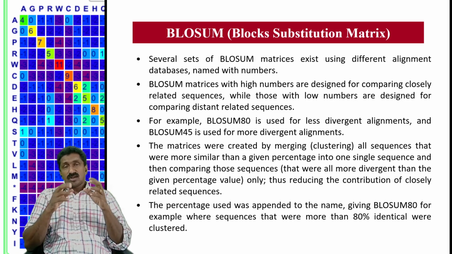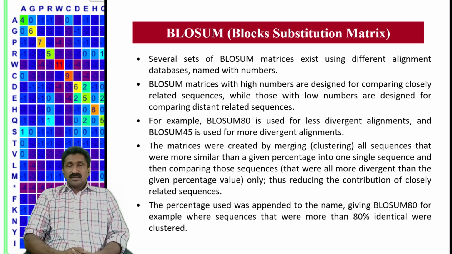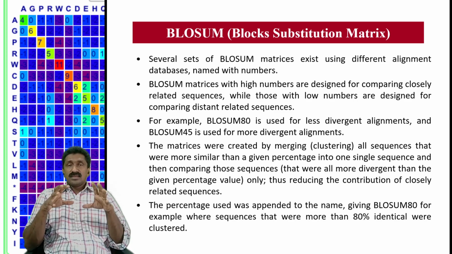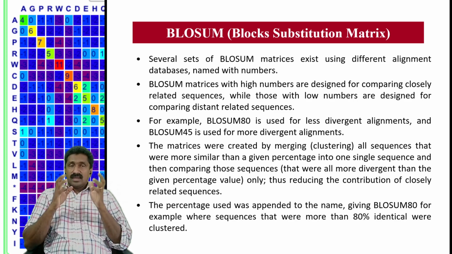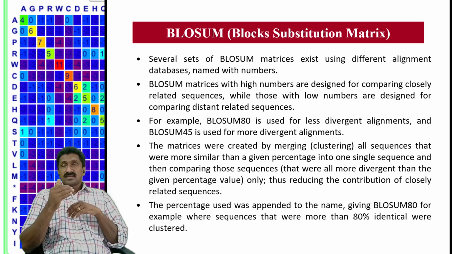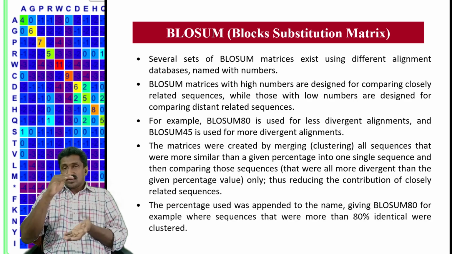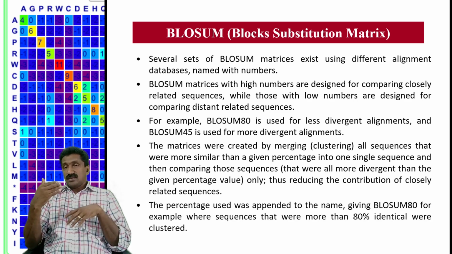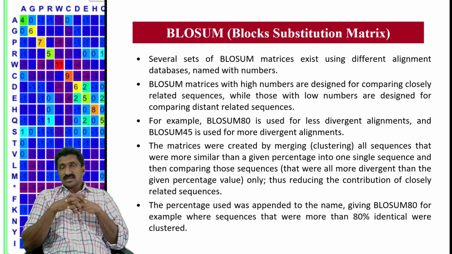If your sequences were not properly aligned, you can bring down the matrix value so that it will be aligned with a more relaxed algorithm. The matrices were created by merging or clustering all the sequences that were more similar than a given percentage into one single sequence and then comparing those sequences. So this is created by clustering, or grouping, all the sequences and then comparing them to generate the matrix.